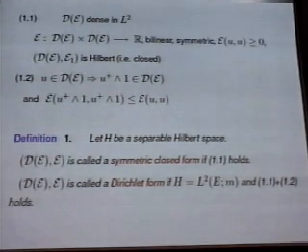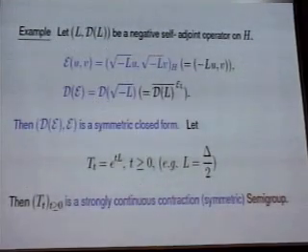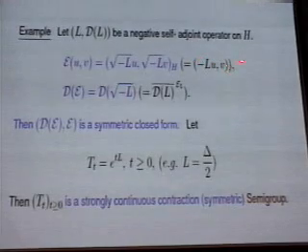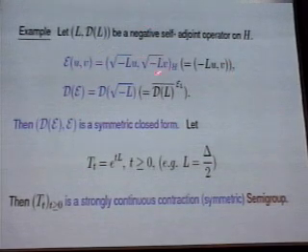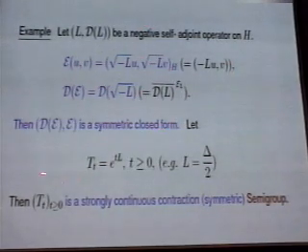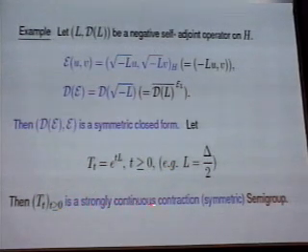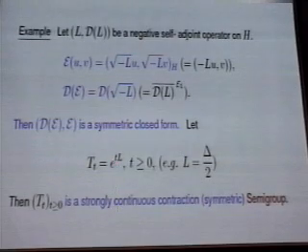Everyone knows this. So for example, any negative self-adjoint operator, you can produce such a symmetric closed form, and it's also associated with a strongly continuous contraction semigroup. This is a one-to-one correspondence.